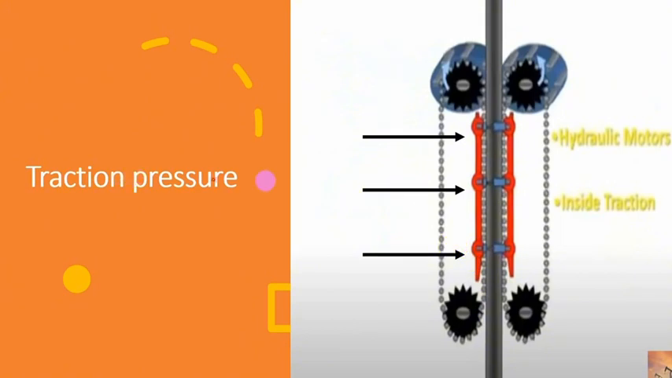The traction pressure, as we said, pushes against the skid bar, and the skid bar pushes against rollers, and then the chain with gripper blocks, finally the coil tube. It's called inside traction or traction pressure.